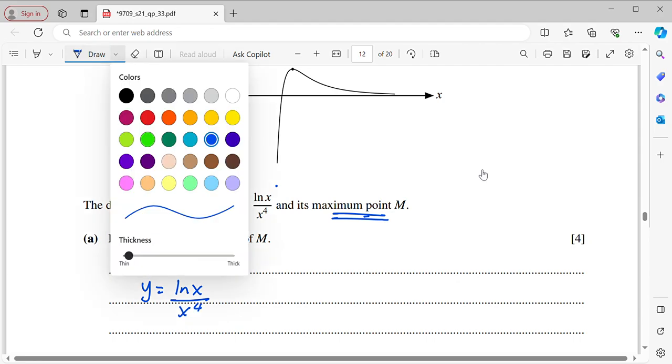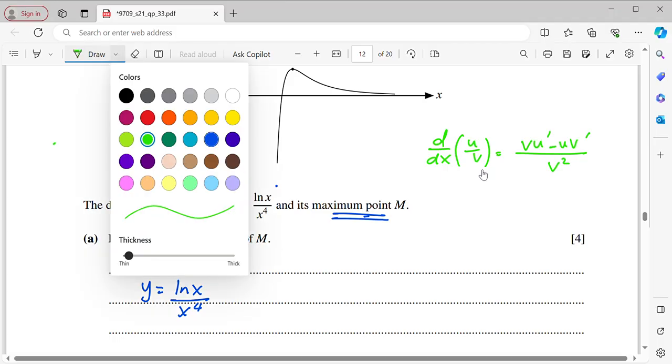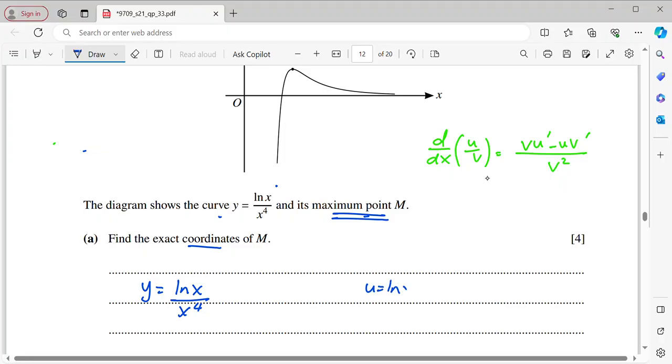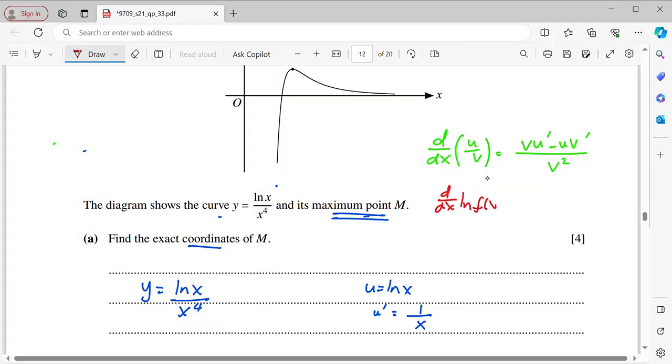So obviously to differentiate this, we need to apply the quotient rule. Quotient rule says it is vu prime minus uv prime over v squared, which means now your u is ln x, your u prime is 1 over x, because our formula is d over dx ln f(x) will be f prime(x) over f(x). That means now your f(x) is x. Okay, and then the v is going to be x to the power 4. So your v prime will be 4x cubed.